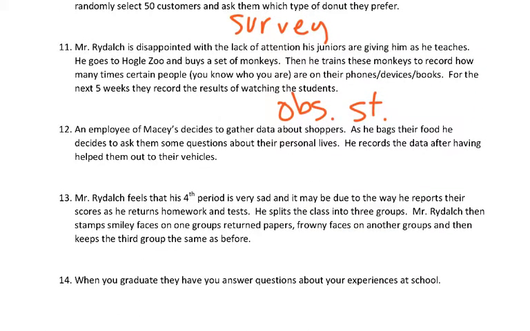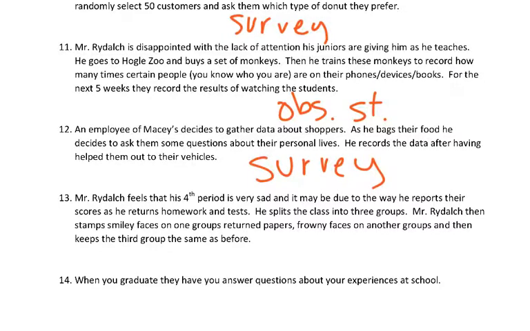Okay, number 12. An employee of Macy's decides to gather data about shoppers. As he bags their food, he decides to ask them some questions about their personal lives. He records the data after having helped them out to their vehicles. Okay, so asking questions, seeing what people are doing. Again, survey, because they have to respond.